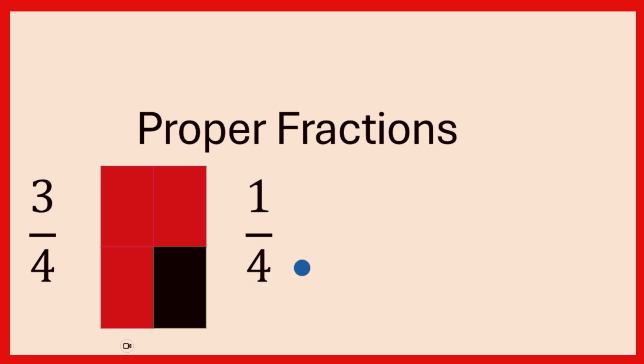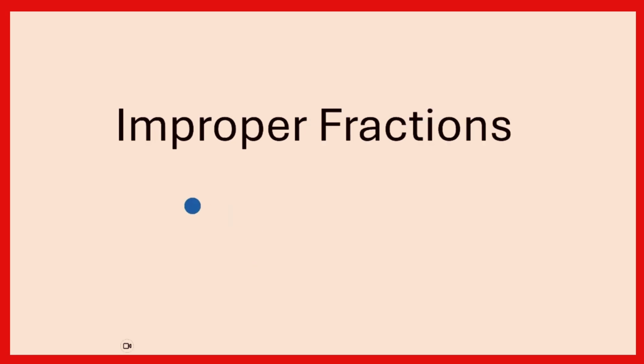So let's consider some other examples: 2/5, 6/7, and so on. When you look at all of these, the numerators are smaller than the denominators. I mean, the numbers above the fraction line are smaller than the numbers below the fraction line. Okay, so let's look at the other one, which is improper fraction.